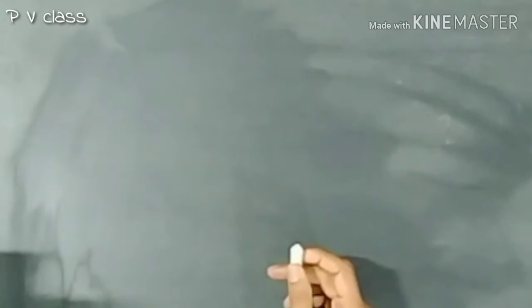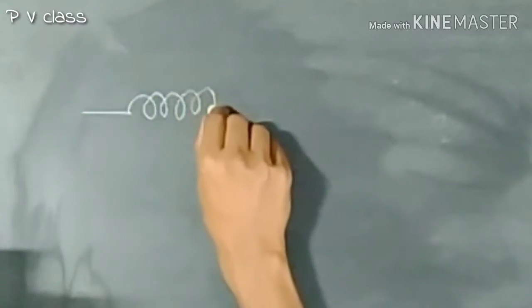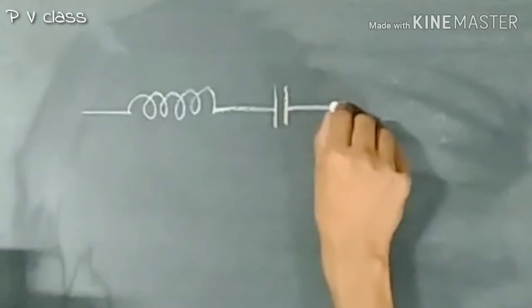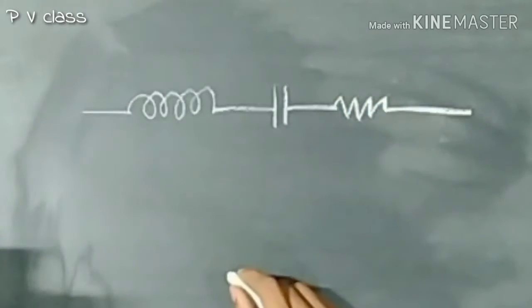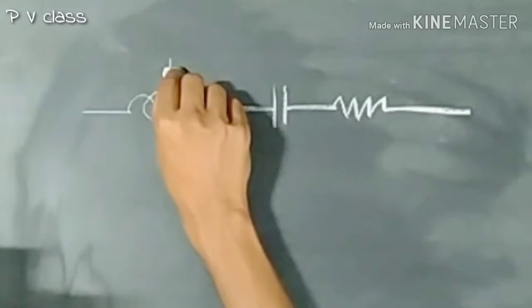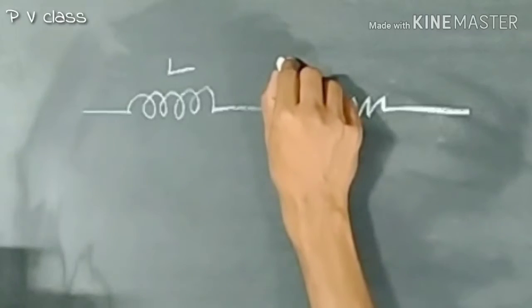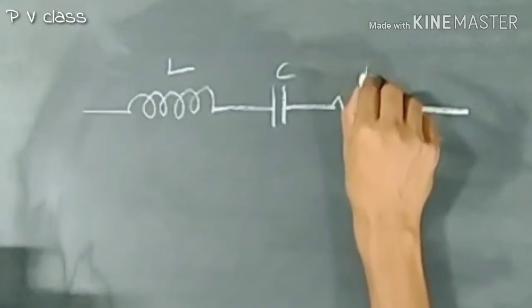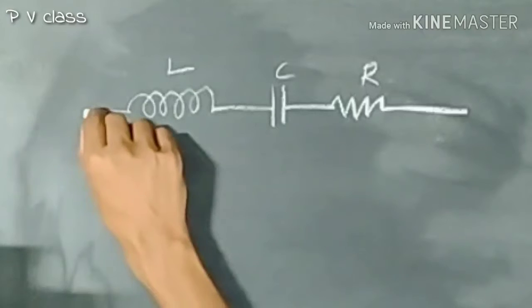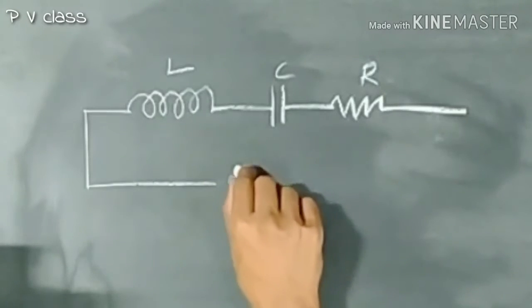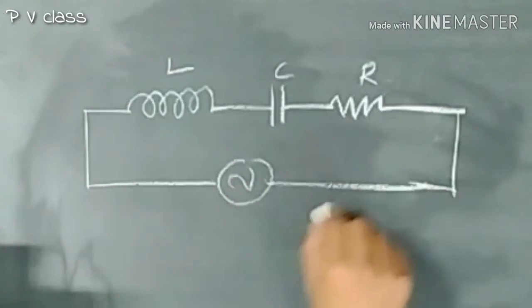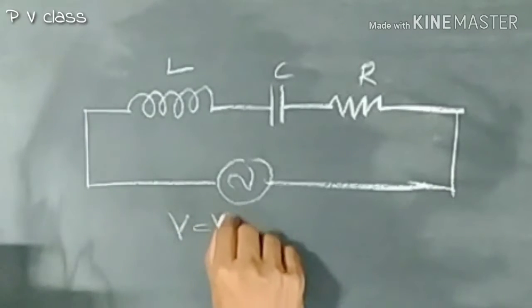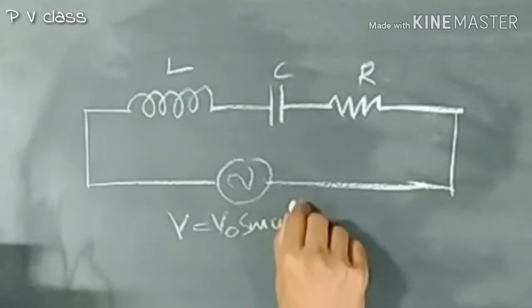Let's try to say about the LCR series circuit. For saying about the LCR series circuit, let's draw an inductor, a capacitor, then a resistor. Inductor will have a self-inductance of L, capacitor will have a capacitance C, resistor will have a resistance R. They are connected in series to an alternating power supply of voltage V is equal to V0 sin omega t.